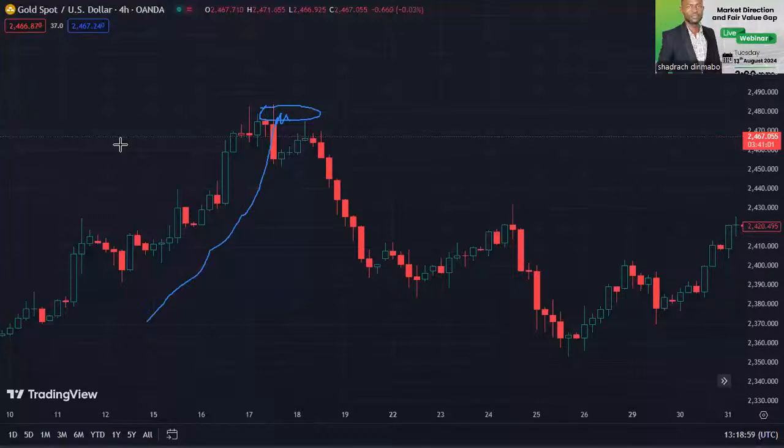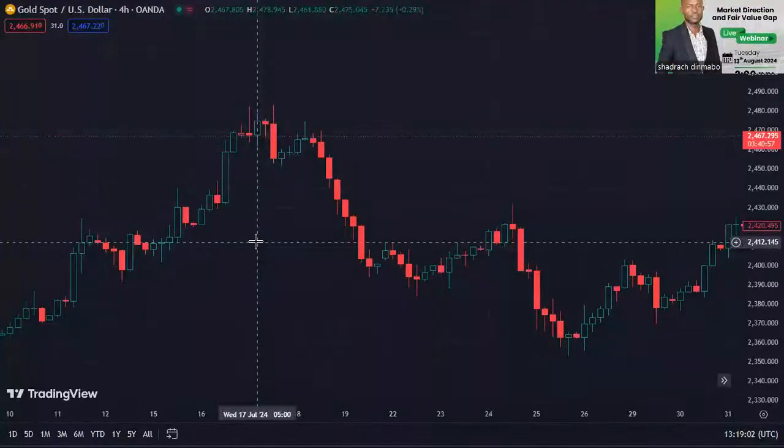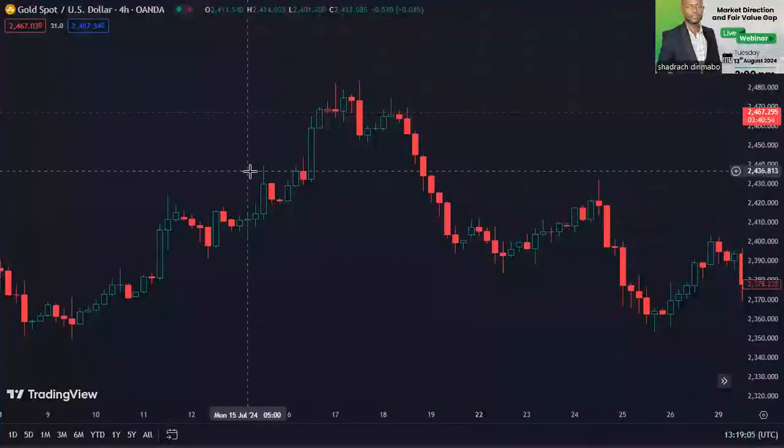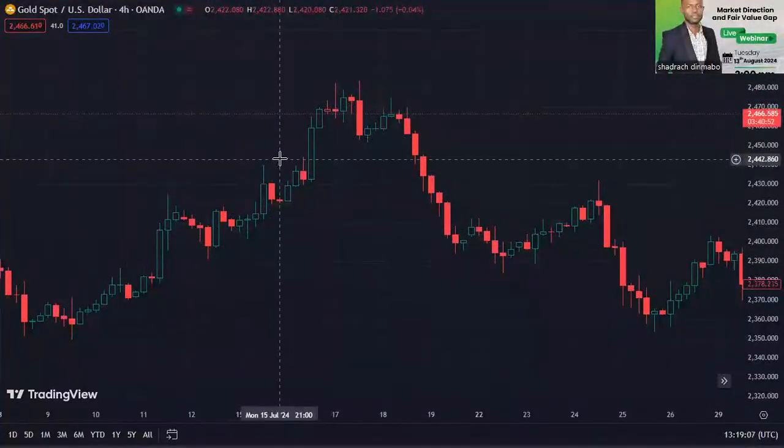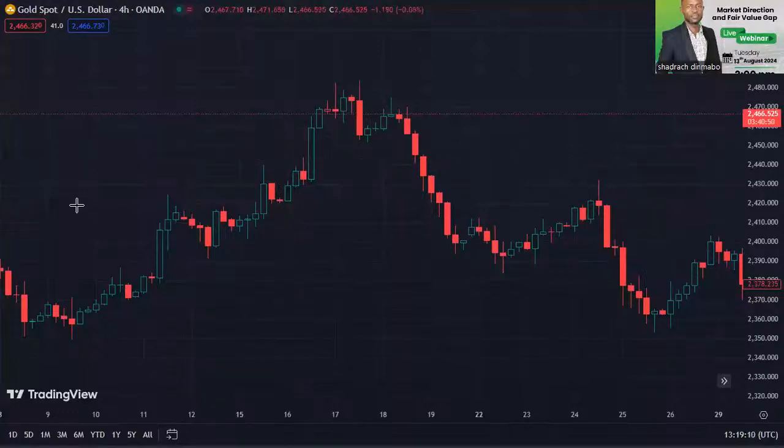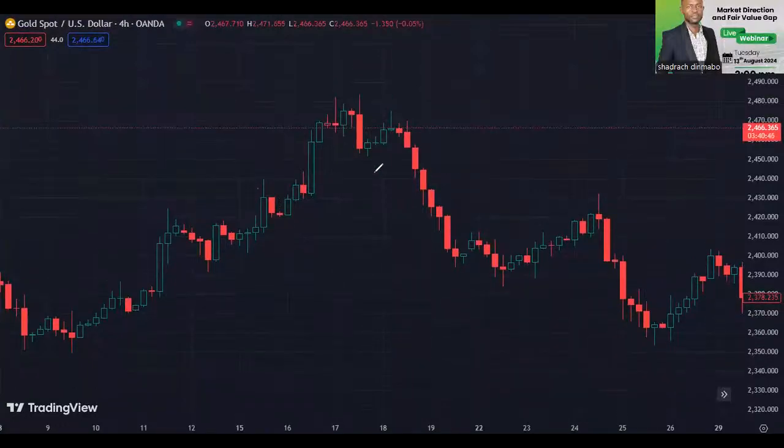Let me clear the chart. Now you can see what this market is doing here. What do you notice? First of all, remember we have looked at the fair value gap. This is an impulsive candle on the downside. Is that okay?